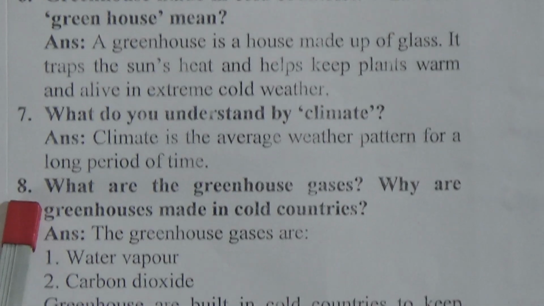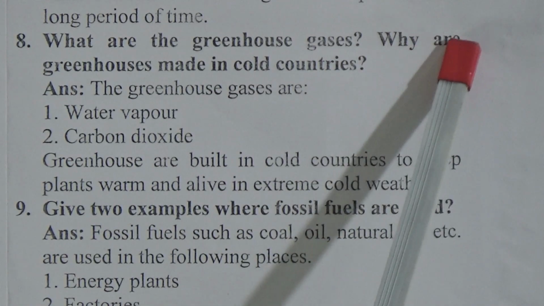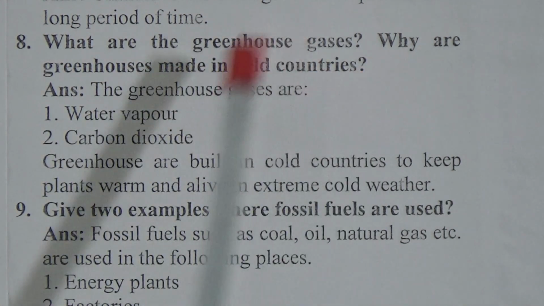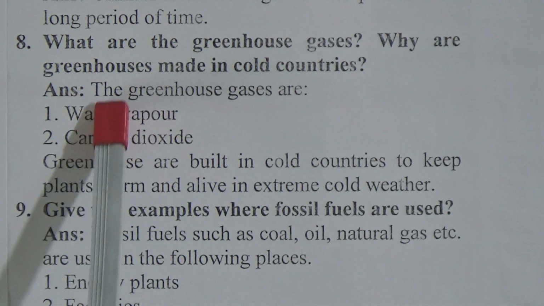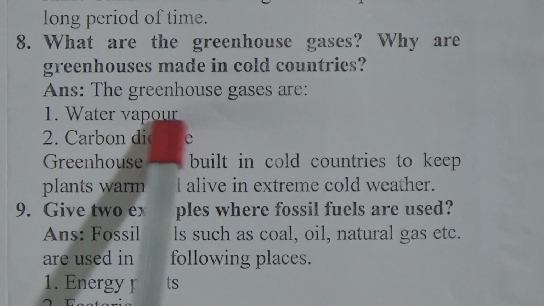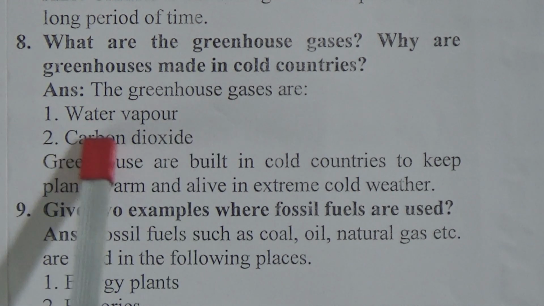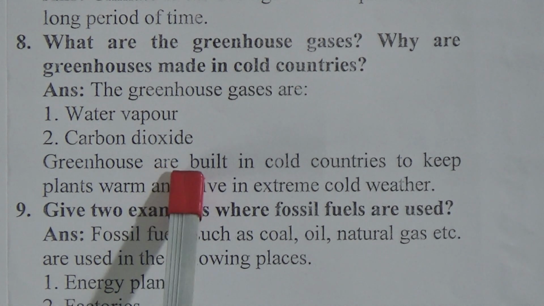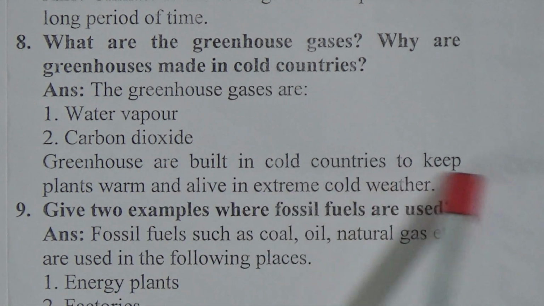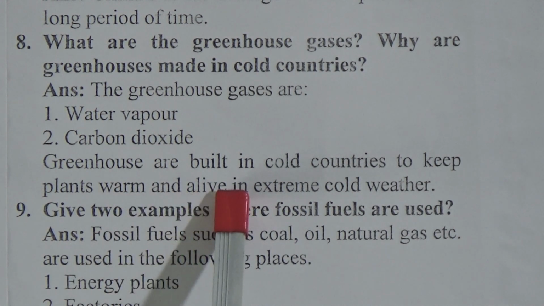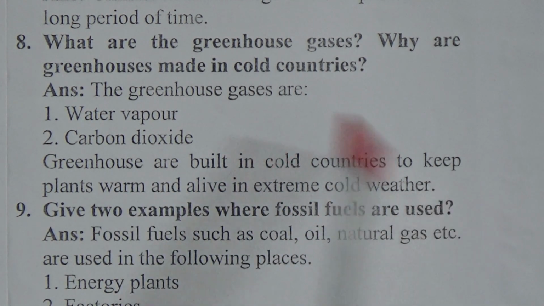Question number 8 is, what are the greenhouse gases? Why are greenhouses made in cold countries? The answer is, the greenhouse gases are, first one is water vapor, second one is carbon dioxide. Greenhouses are built in cold countries to keep plants warm and alive in extreme cold weather.